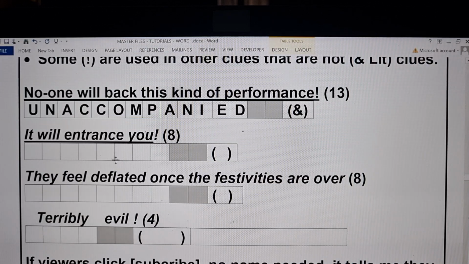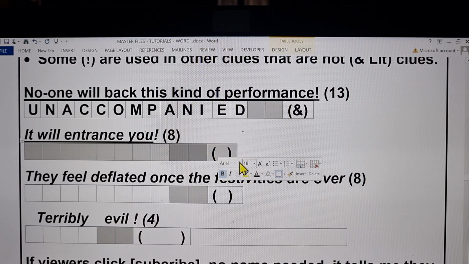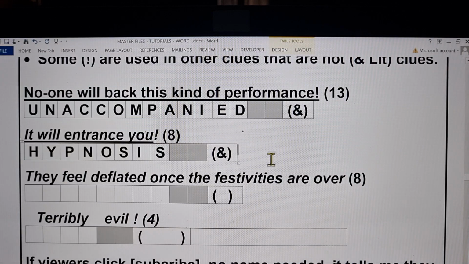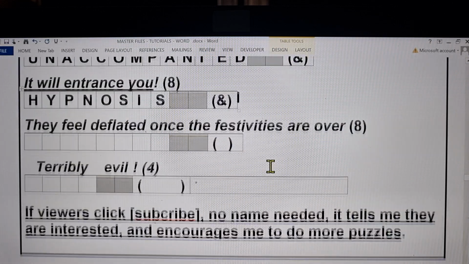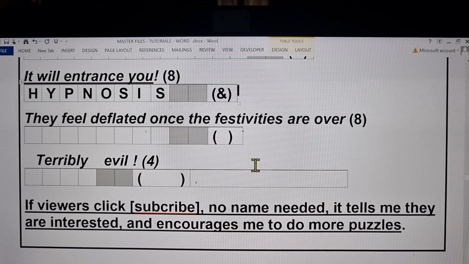Okay, you back again? What will entrance you? Think of all the possible synonyms, and one of the things that will entrance you is hypnosis. How did you go? Did you get it? This is the thing, isn't it? Isn't it wonderful to rack your brains and think of these things? This is the beauty of cryptics. You've got to think of all the possibilities. And it's not supposed to be easy. It wouldn't be any fun if it was easy. This is the great part. You've got to really think about it.